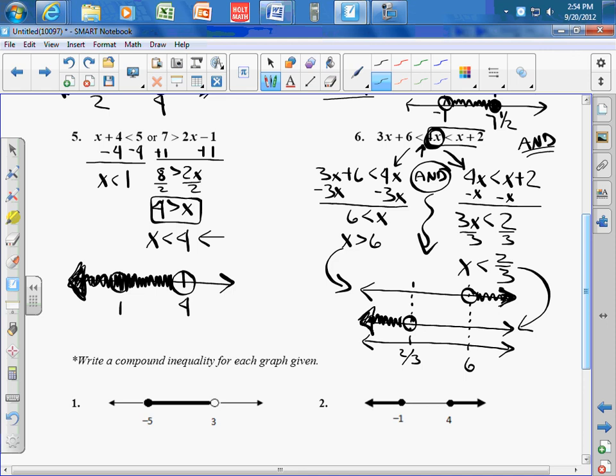Now, my question on this one is, where do they overlap? Well, they're not both shaded here. They're not both shaded in the circles. They're not both shaded in between the numbers. This circle, they're not both shaded in. They're not both shaded over here. So where do they overlap? They don't. There's no number, so we put no solution on the number line. And there is no number that is greater than 6 and at the same time less than 2/3.